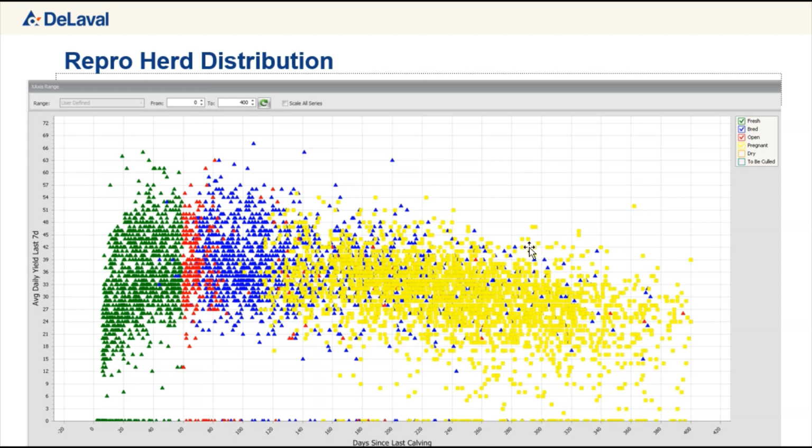Similarly, I have another cow here which is around 300 days after calving. Then I have blue colors also, though they are inseminated, but still they are not pregnant, even at 300 or 320 days after calving. So easily I can identify what kind of cows need immediate attention for further decision making.